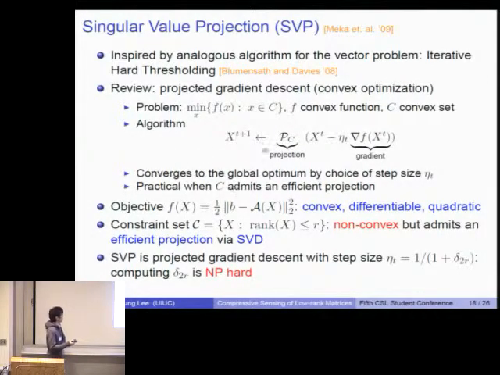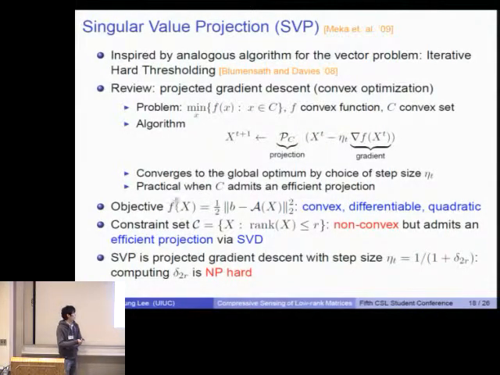We can do that by iterating this update. We move the variable along the negative gradient with some step size eta_t, and in order to satisfy the constraint, we project back to the constraint set C. It is known to converge to the global optimum with an appropriate choice of step size. It is practical when the set admits an efficient projection operation. So let us compare the framework of projected gradient descent in convex optimization to minimum rank approximation.